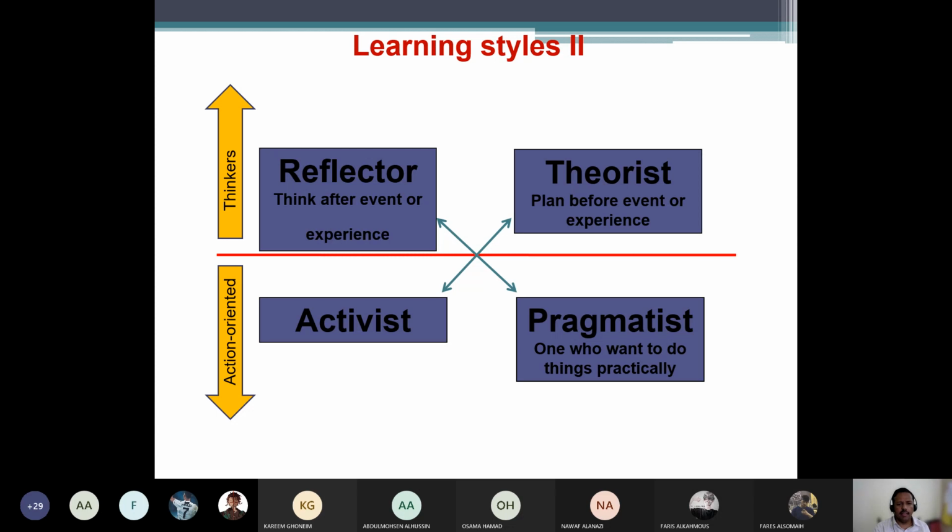But the upper groups are called as the thinkers. They think first and learn, whereas the lower groups are action oriented. Pragmatists and activists, they are actually doing the things. So they are also classified half here. But learning should be together, combined. You have to be reflector as well as pragmatist or theorist. Mix and match, then only you learn properly. Not one style is sufficient.